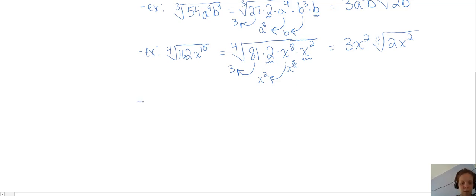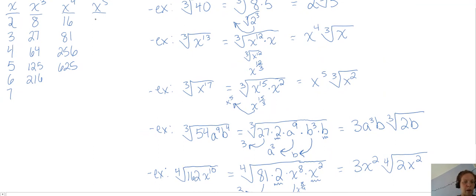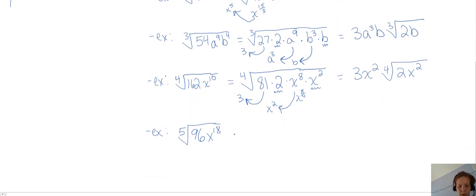And last, let's do a 5th root. The 5th root of 96x to the 18th. So I'm thinking this isn't that big of a number. 2 to the 5th power is 32. And again, you can keep filling those numbers in to see other ones you might come across. But this one looks like it's going to break down to 32 times something. 32 times 3 is 96.